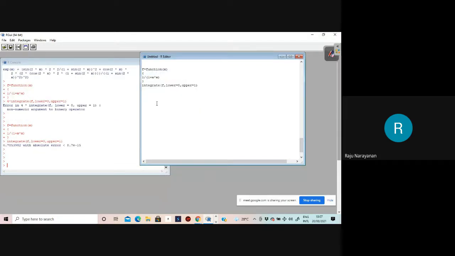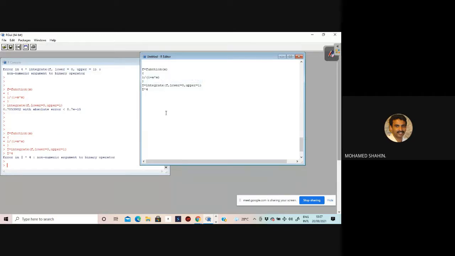0.7853952. Therefore, I shall give some other name for him, I, and I into 4. Therefore, he wants integrate alone. Okay. So we can put a bracket and will it work then? For 4 into integrate, we put a bracket, then the error will be gone. Let me check.